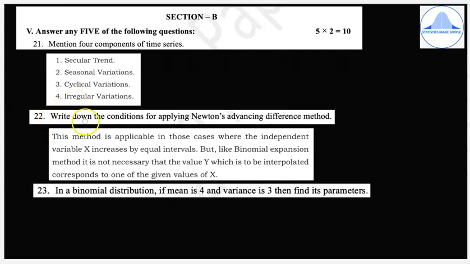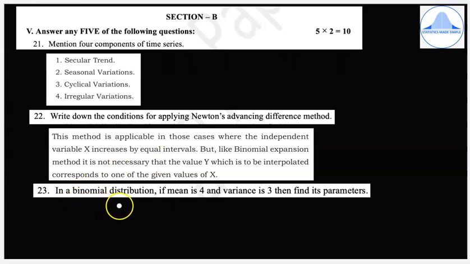22nd question, write down the conditions for applying Newton's advancing difference method. So this method is applicable in those cases where the independent variable increases by equal intervals. That means the difference between the x values should be the same. But like the binomial expansion method, it's not necessary that the y value which has to be interpolated corresponds to one of the given values of x.